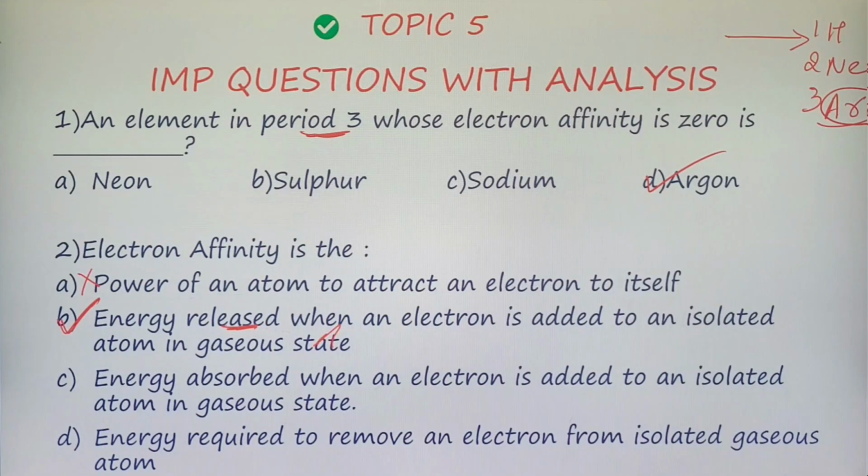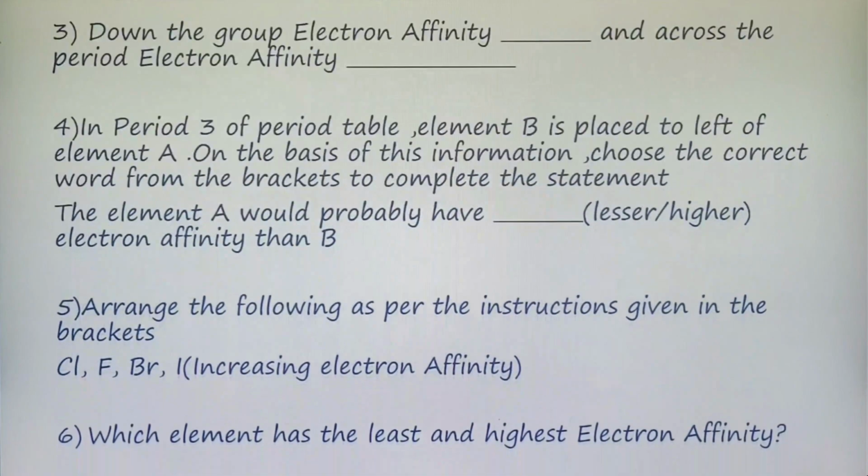It is the amount of energy released when an electron is added, or when an isolated gaseous atom accepts an electron, and when it accepts an electron, it becomes negatively charged. Next question. Down the group, we have learned that electron affinity will decrease. So down the group, the electron affinity will decrease, and across the period from left to right, electron affinity will increase. Clear? Okay. Next question.